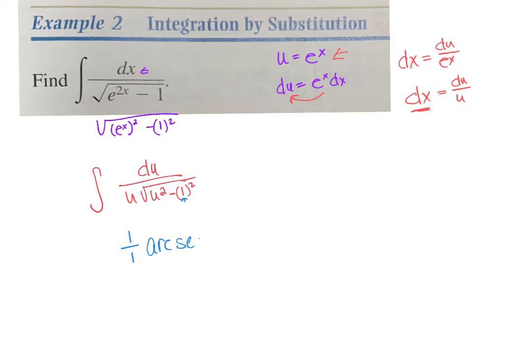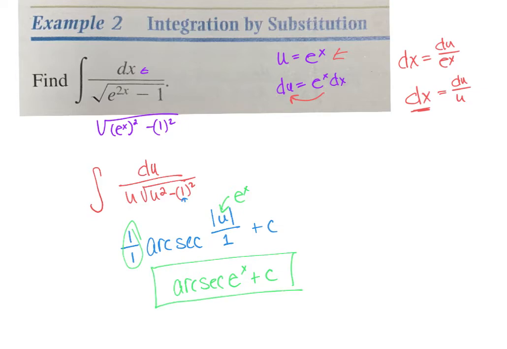Arcsecant of my function here being u, and we'll substitute u back in, over my a, which is 1, plus c. If I plug my function in here, my function is e to the x, right? I don't need an absolute value on e to the x because e to the x is always positive. e is 2.17, you know, on infinitely. You'll never make it negative, so you don't even have to include the absolute value. 1 over 1, that's just 1. So you end up with arcsecant of e to the x plus c.